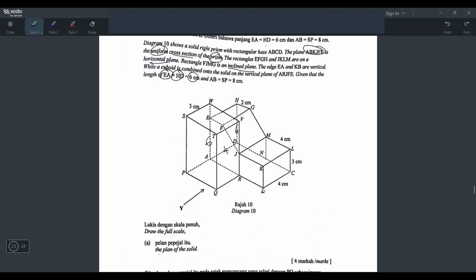AB, where's AB? This is B, this is A, 8 cm. But I know this is 4, so this should be 4, this should be 4, lah, because the whole thing is 8, right? So 8 minus 4 is 4.